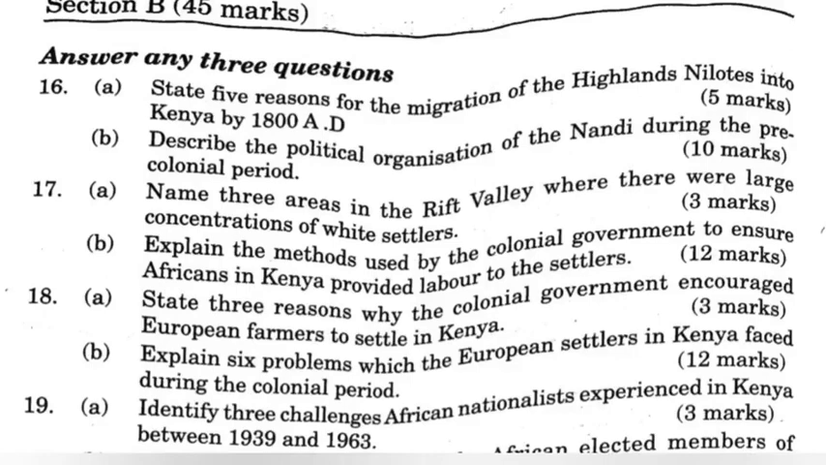Question 16a. State 5 reasons for the migration of the Highlands Nilotes into Kenya by 1800 AD. 1. They were searching for pasture for their livestock. 2. Increase in population led to sustained pressure for expansion. 3. Natural calamities such as drought, famine, and diseases led to migration. 4. Internal conflicts which led to instability forced them to migrate. 5. Attacks by neighboring communities led to migration to safer areas. 6. Some people migrated for adventure and the desire for loot and plunder.